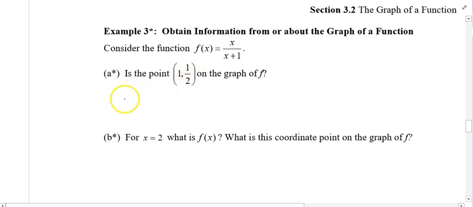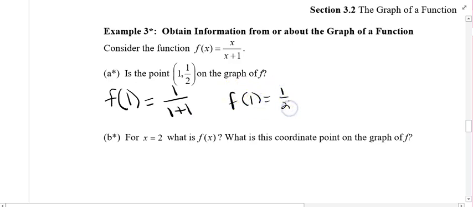Well, that's a pretty easy question to answer. All we need to do is take the x value and plug it in and see if it actually gives us a value of 1/2. So f of 1 is going to equal 1 over 1 plus 1. So that's going to be f of 1 equals 1/2. And if you notice, it does match. That y value is 1/2. So we know that, yeah, the point (1, 1/2) is actually on that function.